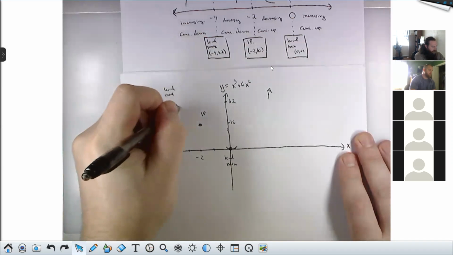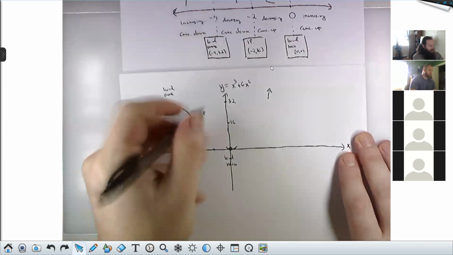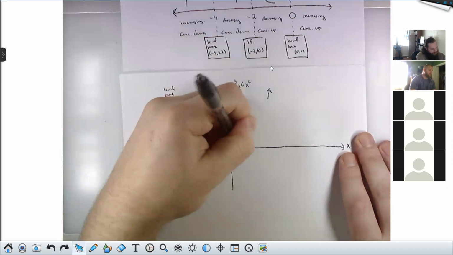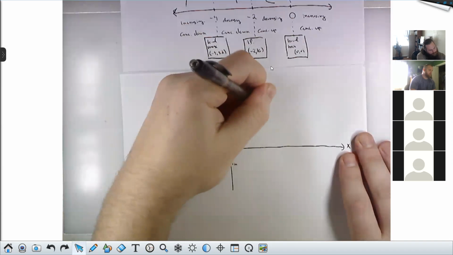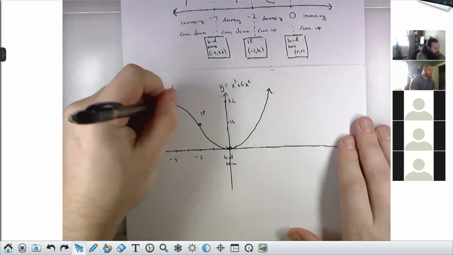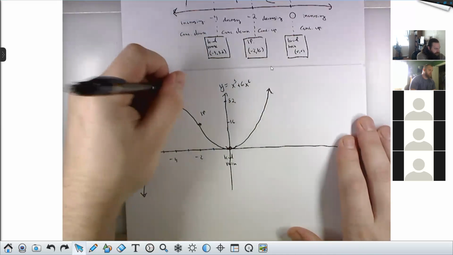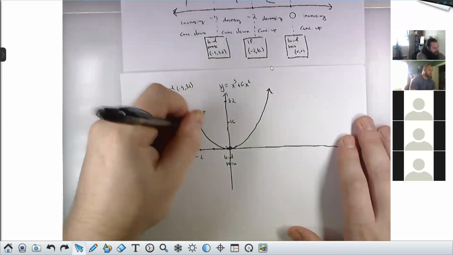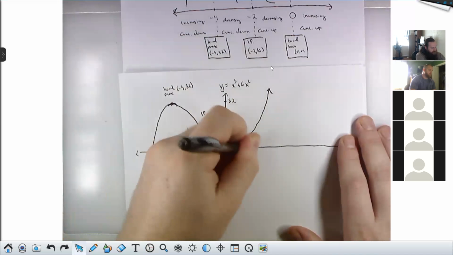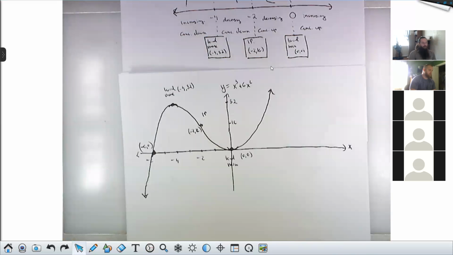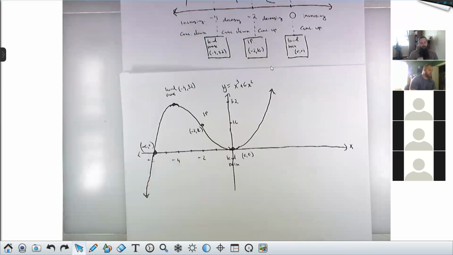And then I should stay concave down until I get to this, but then I switch to being concave up. And then I come around and do something like this. And that is a pretty good graph. You would want to label these points explicitly. So this is -4, 32. This is -2, 16. This is 0, 0. This is -6, 0. And that is a really nice graph of this function.